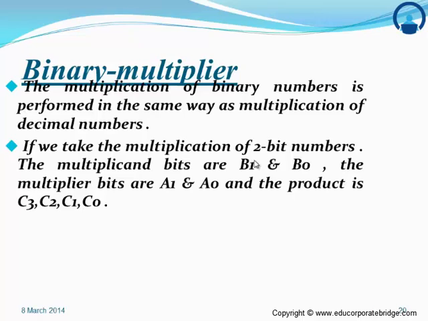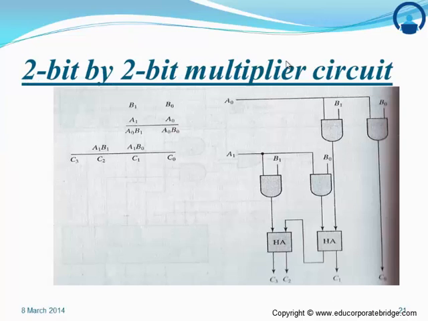If we take the multiplication of 2 numbers, the multiplicand bits are B1 and B0. The multiplier bits are A1 and A0. Then the product is given by C3, C2, C1, C0. Let's study the multiplier circuit here.